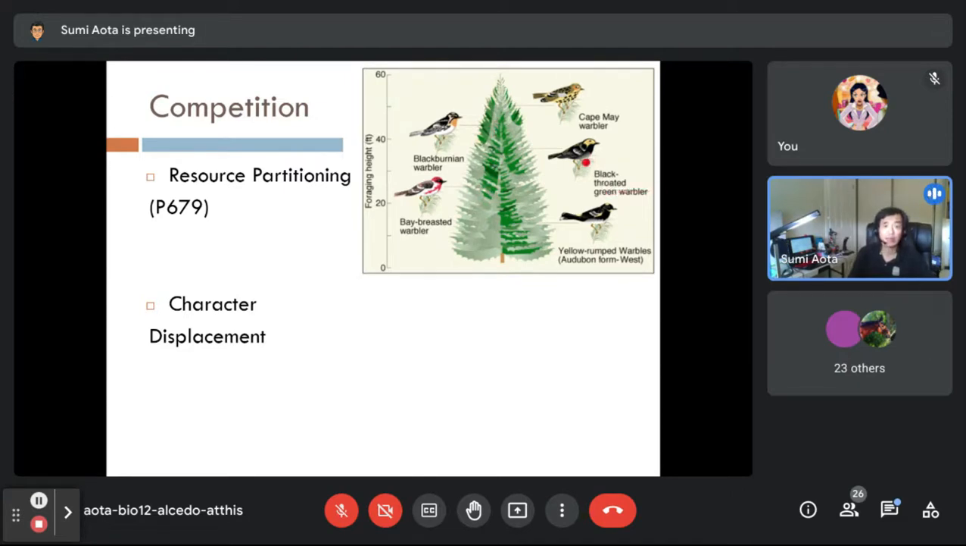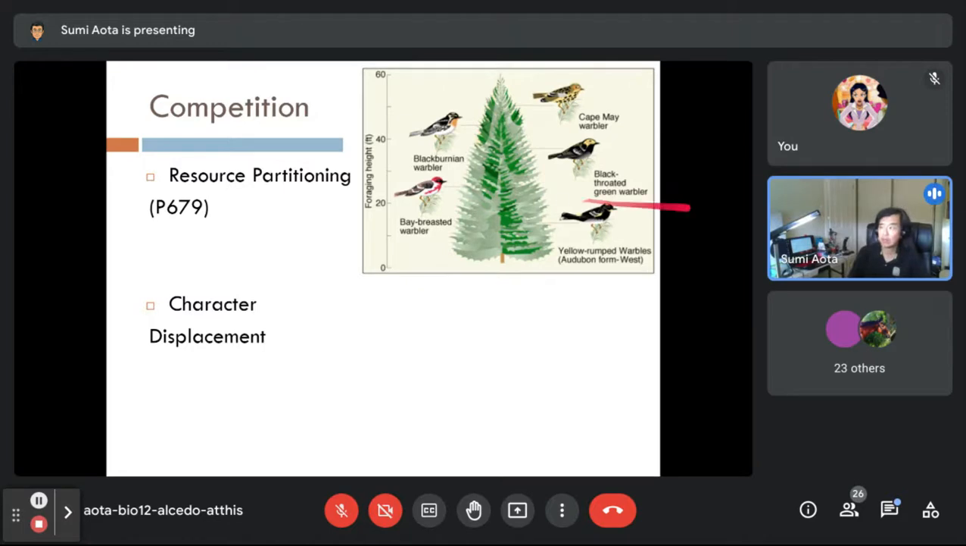If a black-throated green warbler and a bay-breasted warbler are both around, the yellow rump will probably move down to the lower branches. This guy will move into this area here, and the black-throated green warbler will stay in this region above the two of them, right? And they basically partition out where they're going to be, lowering the amount of competition between their memberships such that they're no longer in direct competition with each other, okay? So that's one way you can deal with high levels of competition.